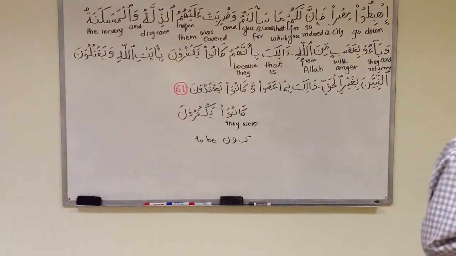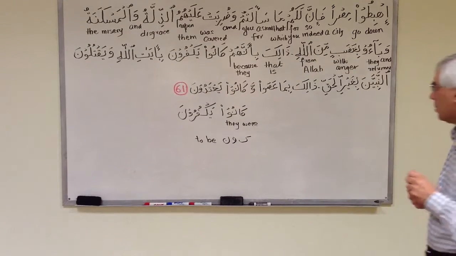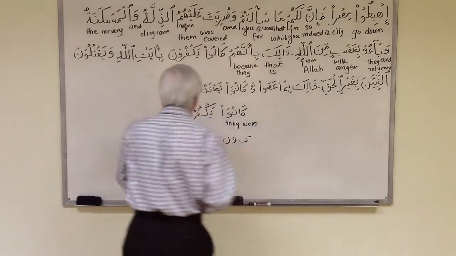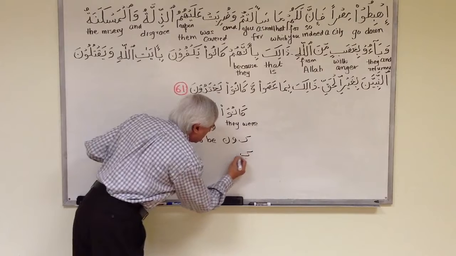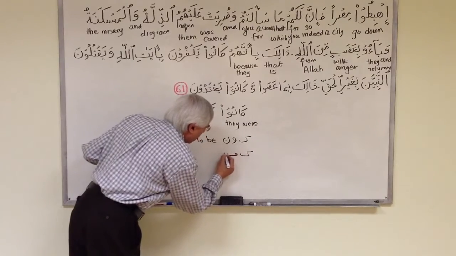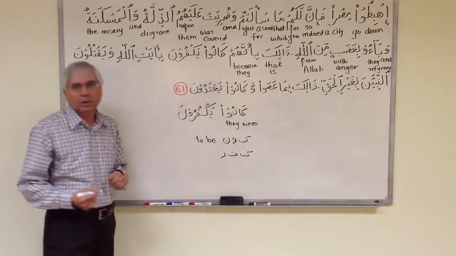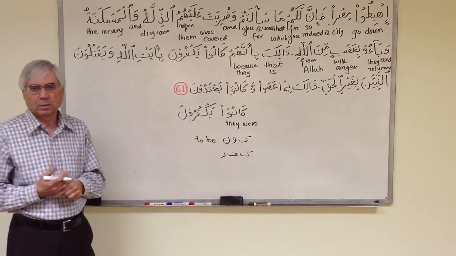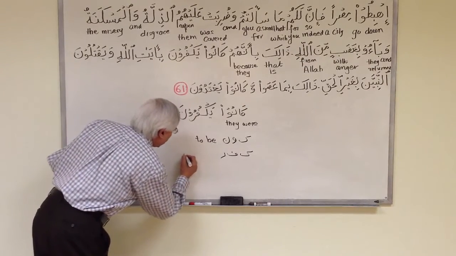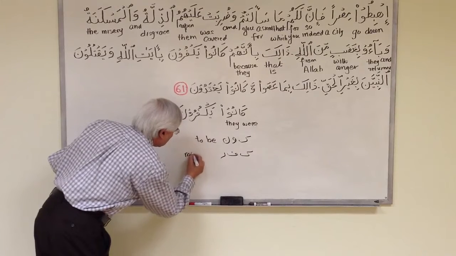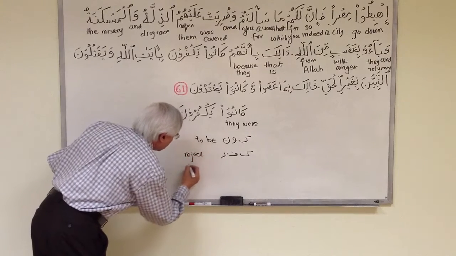Kanu means they were. Okay. Next word starts with these three letters: Kaf, Fa and Ra. Kafara. Kafara means to disbelieve or reject.